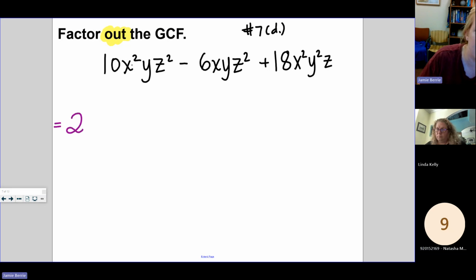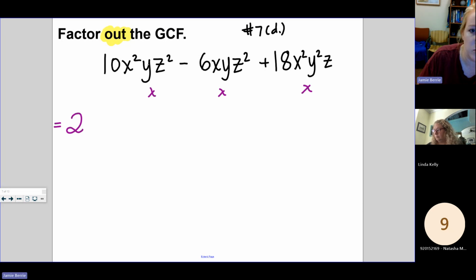All right, then you're going to say, okay, what do all the variable portions have in common? So they all have an X, they all have a Y, they all have a Z. X, Y, Z, X, Y, Z. Yes. All right. So let's go through individually. This one has 2 X's. Does this one have 2 X's? No, it does not. So it only has 1 X in common so far.